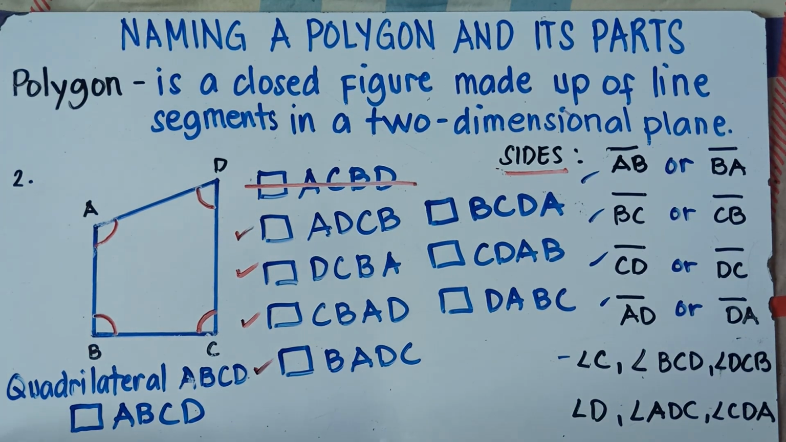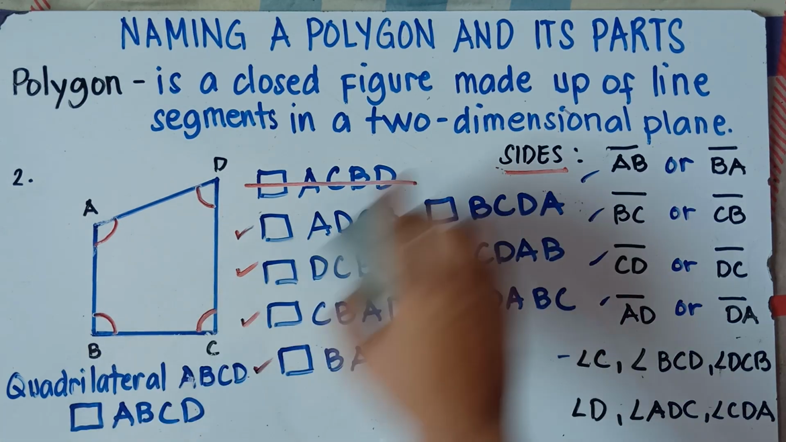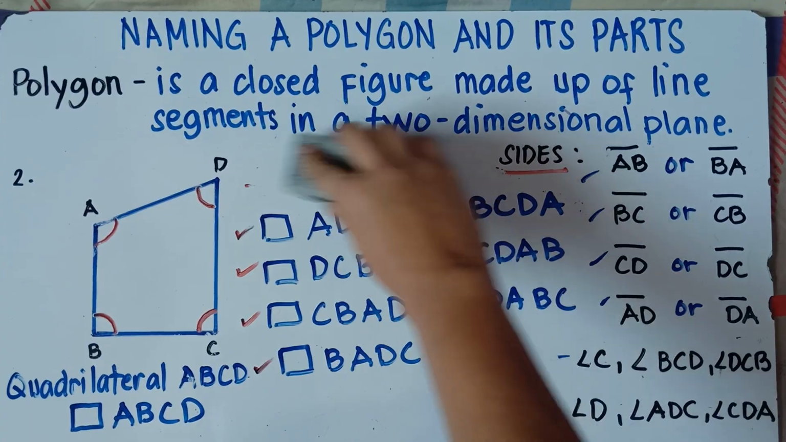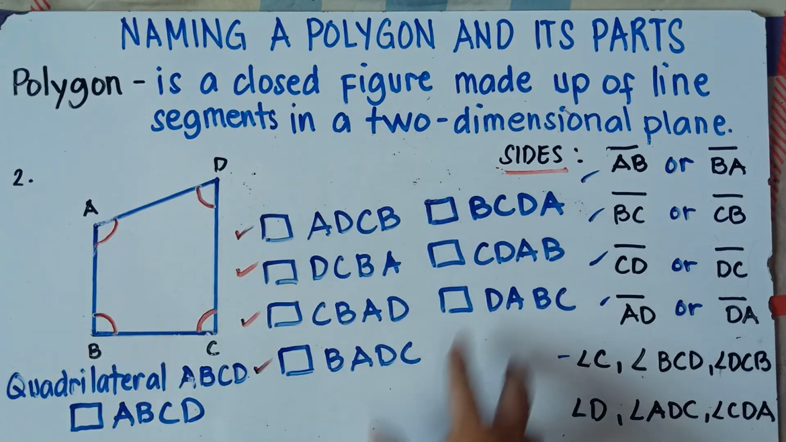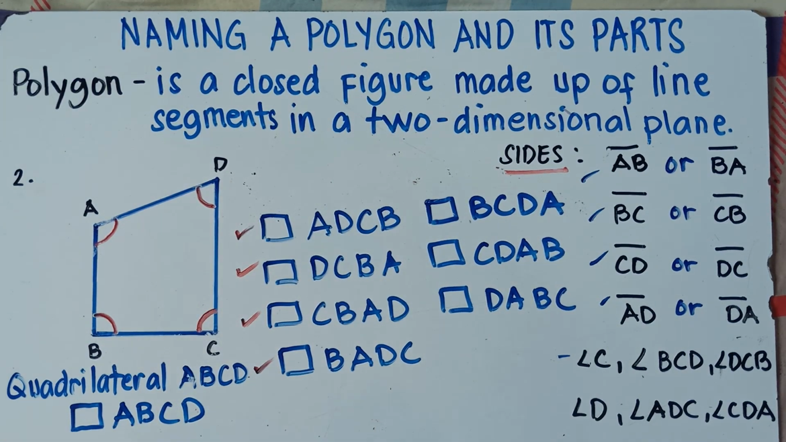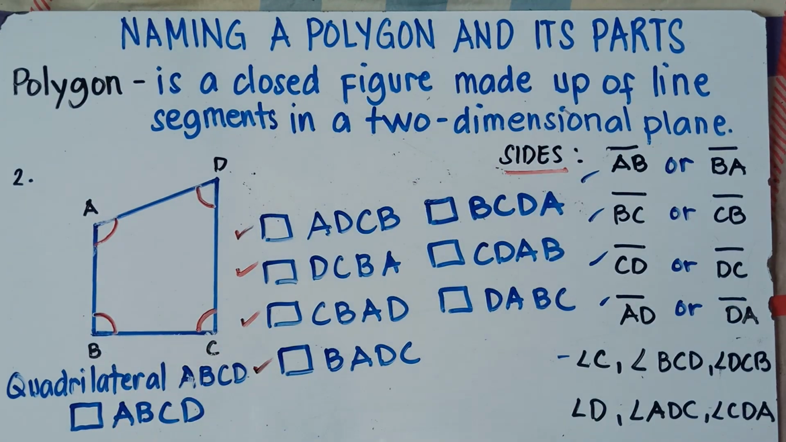So we have how many names, class? 1, 2, 3, 4, 5, 6, 7, 8. So we can name this one 8 ways. It depends on you, class, which do you prefer. So we can name this one, class, quadrilateral ABCD, ADCB. We can do that one, class.